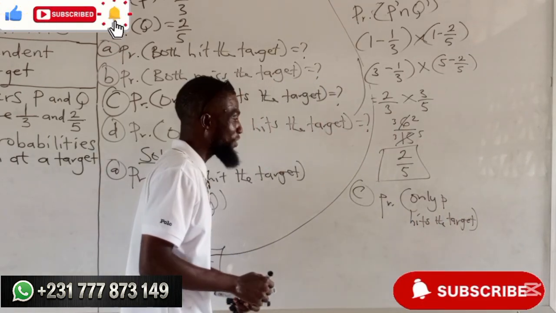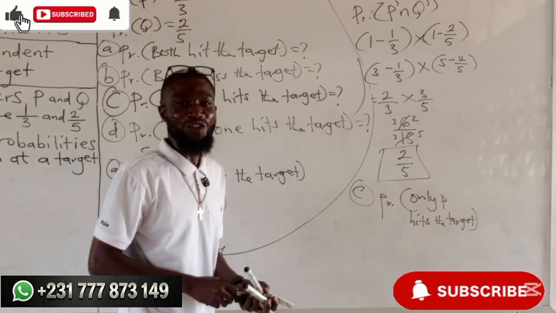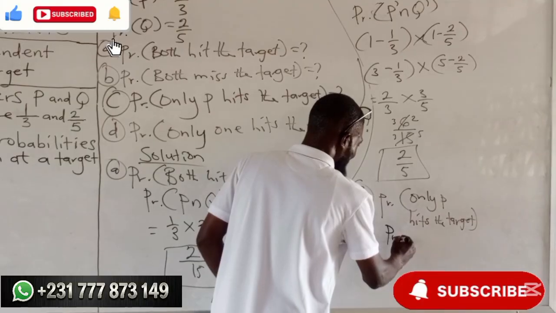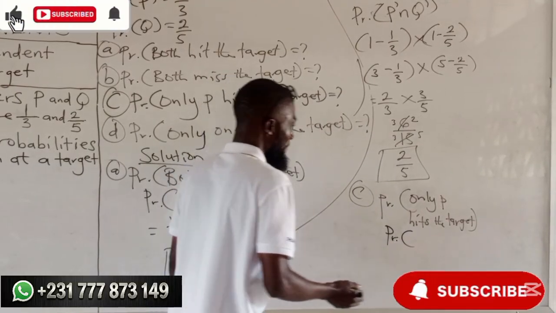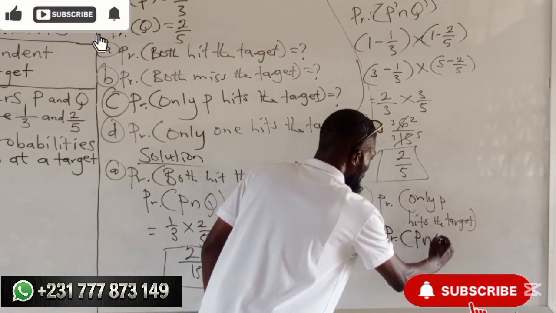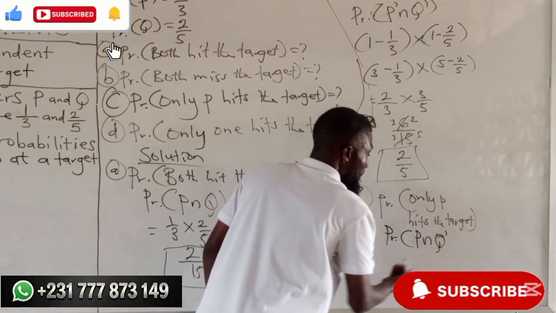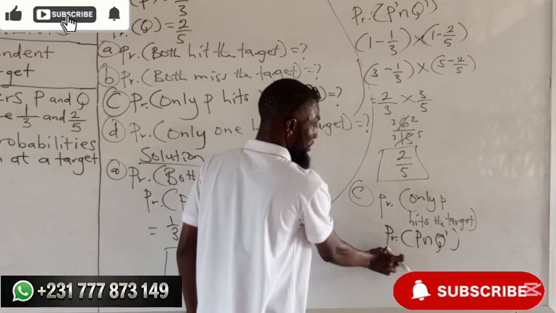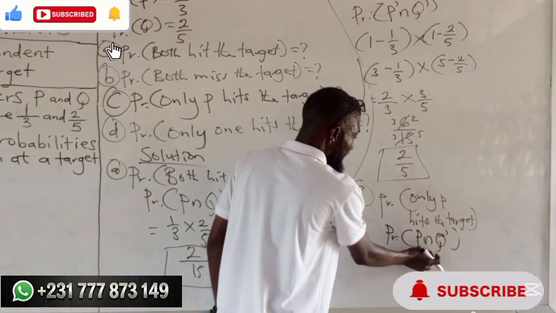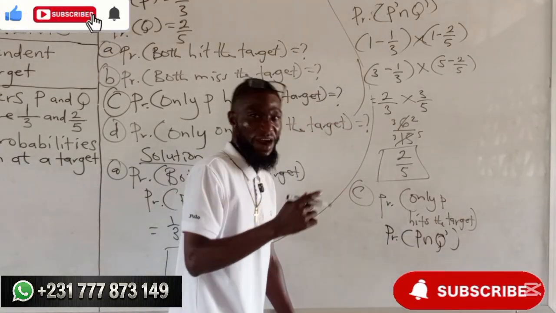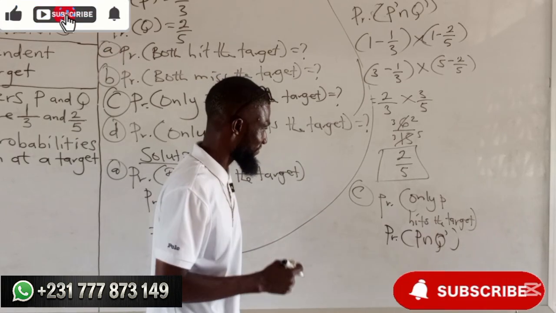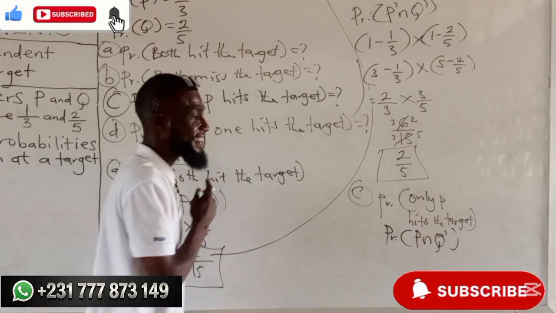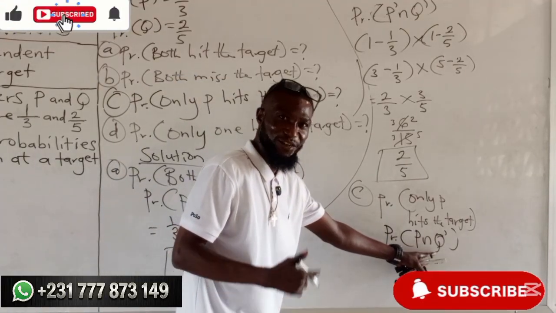The probability that only P hits the target will also be expressed as the mathematical formula: the probability of (P intersection Q complement). And this can also be expressed as the probability of (P intersection Q prime). Ladies and gentlemen, remember that P is hitting the target while Q is missing the target.